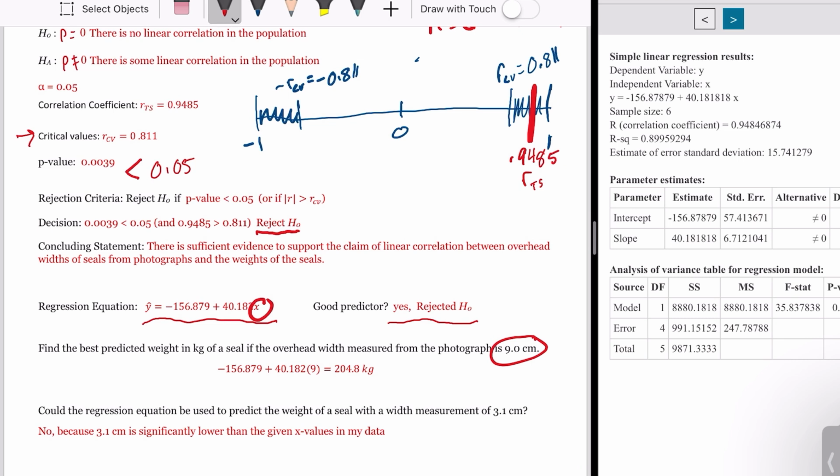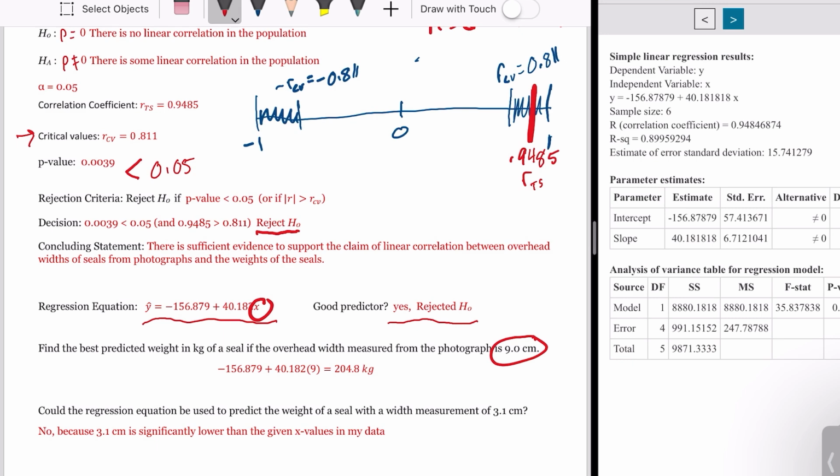We have 2 more things we need to cover: this last question, and then we need to talk about what would happen if we failed to reject. So the last question here: could the regression equation be used to predict the weight of a seal with a width measurement of 3.1 centimeters?